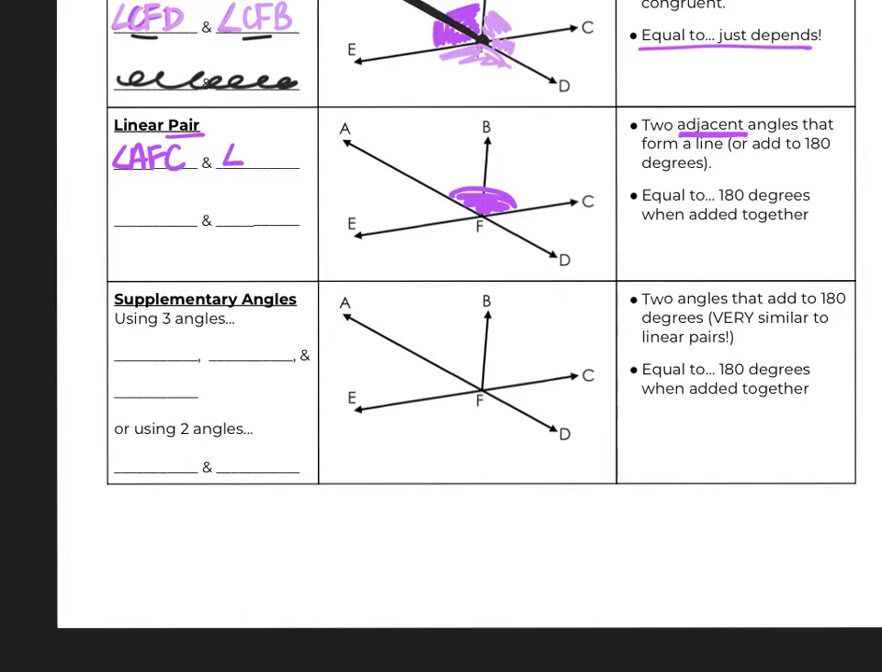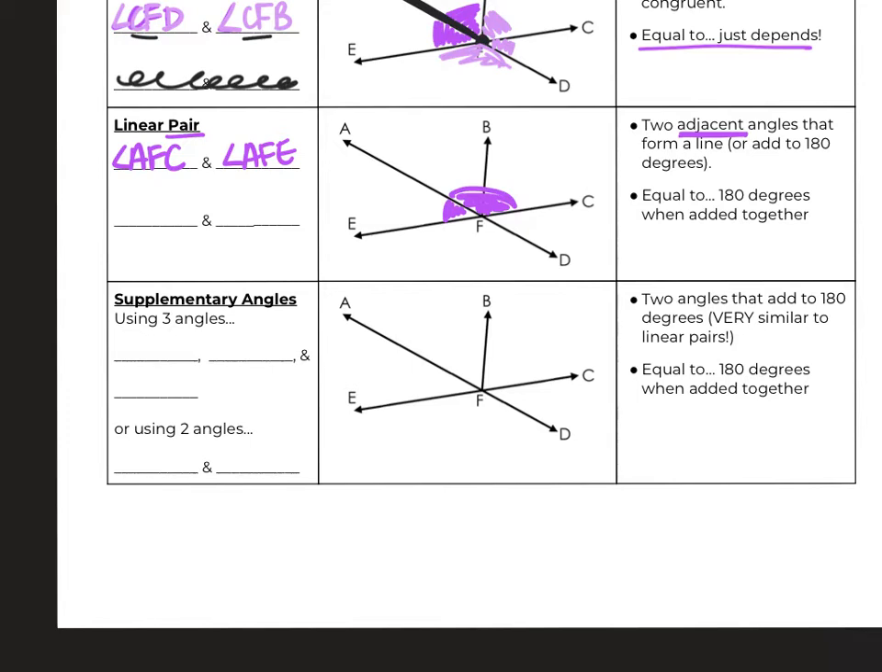Okay, so the linear pair to AFC, and here we have two options. I could either do CFD or AFE. So I'm going to do AFE. And I know, okay, they're adjacent. They both have AF in their name, so they're sharing that ray there.